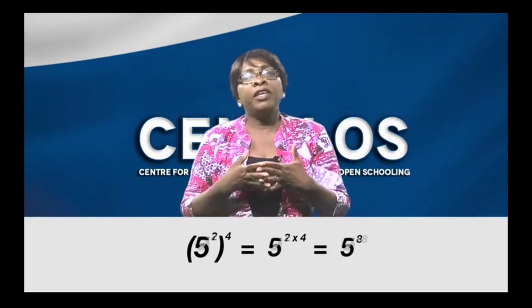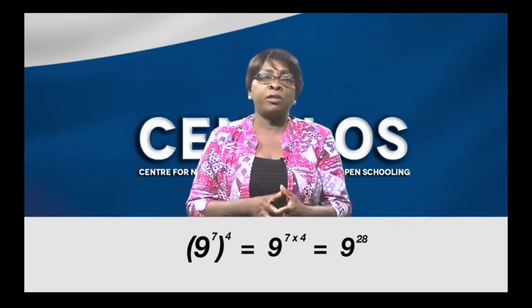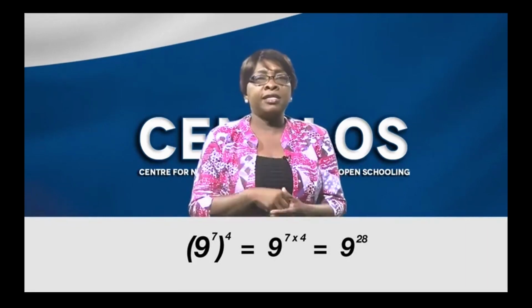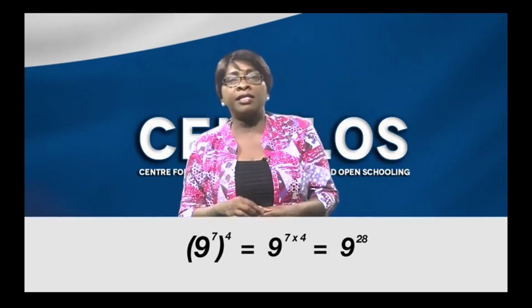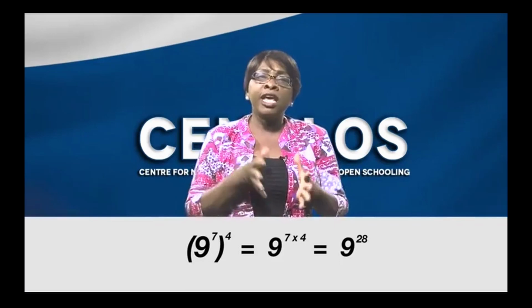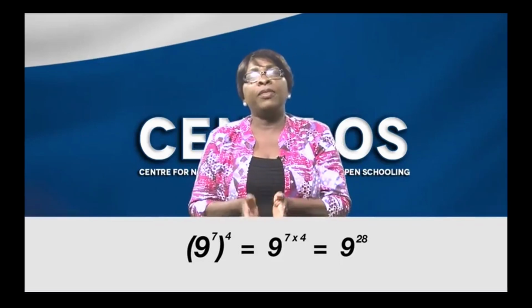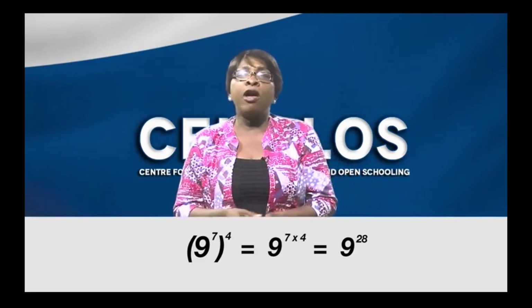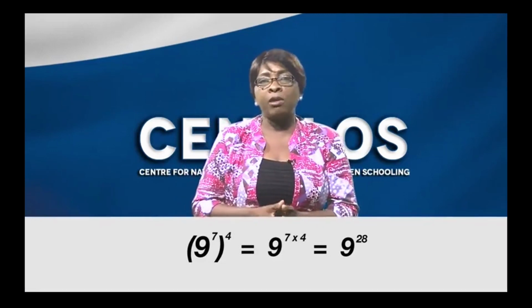Again, 9 raised to the power 7, all raised to the power 4. You can see we have brackets. One index is inside the brackets, the other one is outside the brackets. So you take your common base, 9, write it down, and multiply your powers 7 and 4. So our answer is 9 raised to the power 28.